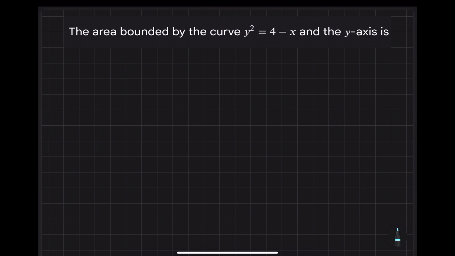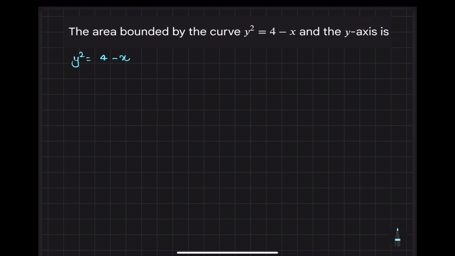So, we got a wholesome new problem about area under the curve. We have to calculate the area bounded by the curve y square equals 4 minus x. Look at this: y square equals 4 minus x.